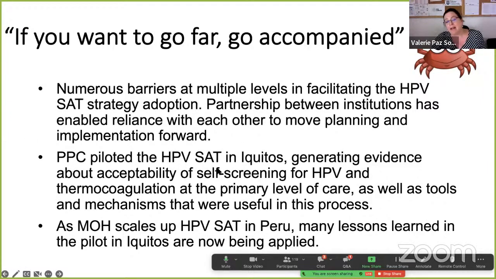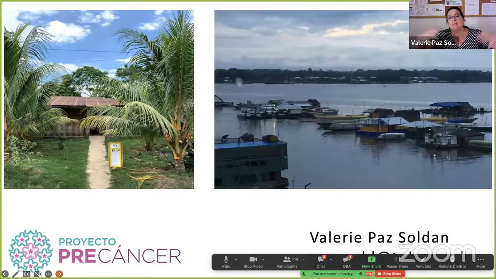Our project also piloted this new strategy and generated evidence about acceptability of self-screening, about acceptability of thermocoagulation, and new tools and mechanisms, some of which Patty talked about, the scenario analysis that has helped people work through different questions. And now we are working with the Ministry of Health as they're scaling up in new regions of Peru. There are 12 new regions this year. We are participating in most of the planning sessions. Now Ecuador and Colombia are trying to do the same thing, and again, we are beginning to be engaged. So this process has been snowballing forward, and we just wanted to be available to share some of these experiences.